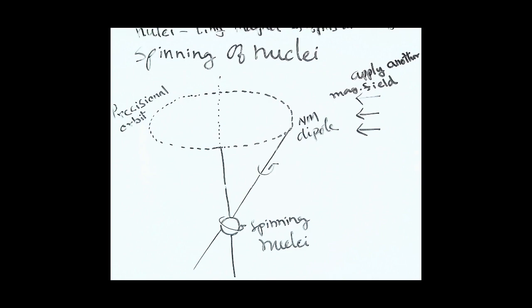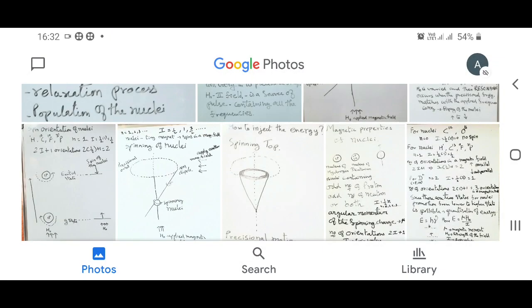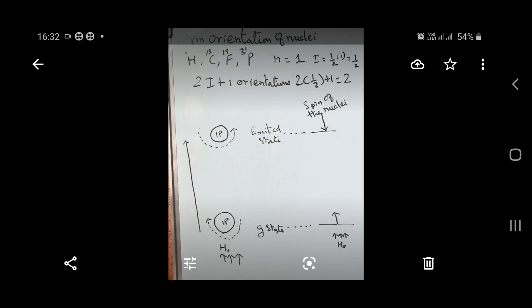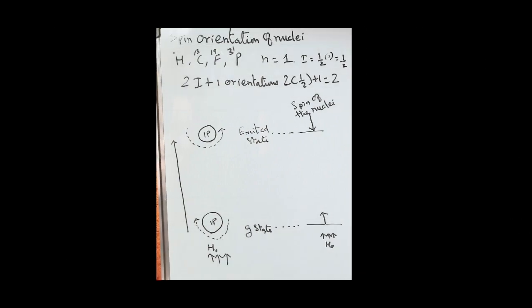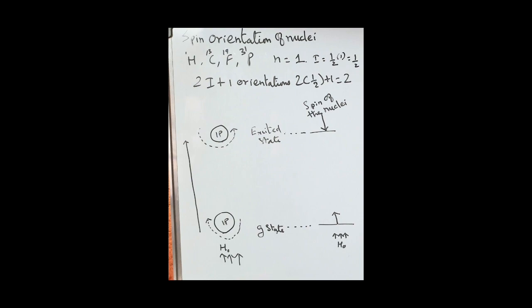See, the precessional motion. You apply another magnetic field or radio frequency source, and you are applying a frequency which is equal to the precessional frequency. So the nuclei goes to the excited state. We can see the promotion of nuclei from the low energy state to the high energy state. In the clockwise direction it is aligning, in the anti-clockwise direction it is opposing. This is also a representation.